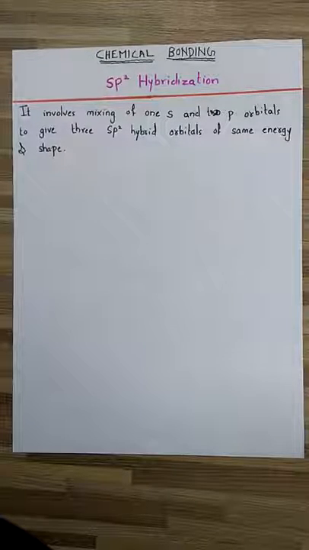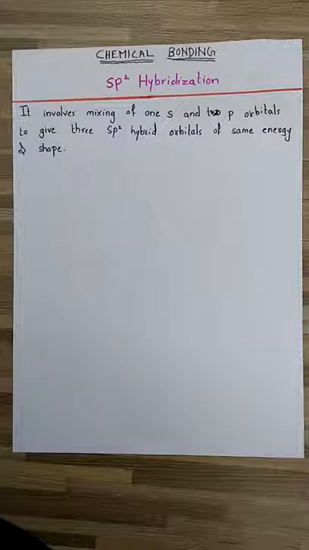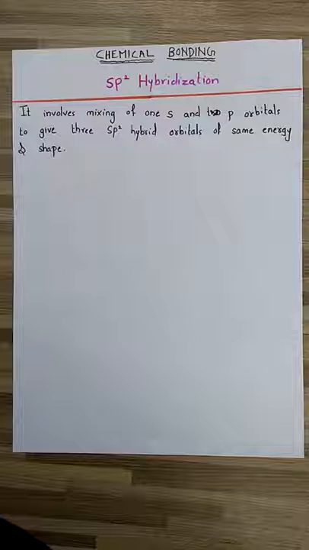Students, we were studying the chapter chemical bonding, and in the previous lecture we have done hybridization, in which we have discussed sp3 hybridization for methane molecule. Today we are going to discuss sp2 hybridization.